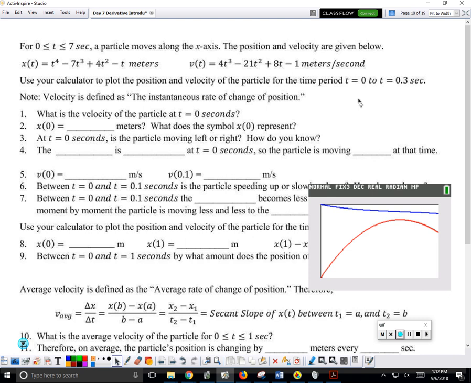What are we graphing? Just like the instructions say here, use your calculator to plot the position and velocity of the particle. So this is the formula which is going to give us a plot of the particle's position. This is the formula that will give us a plot of the particle's velocity. And we want to see it for this time period. You should get this on your screen. If you don't get that, something's wrong, just ask me, I'll help.